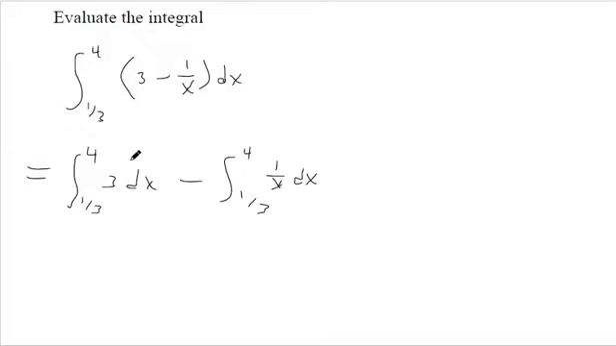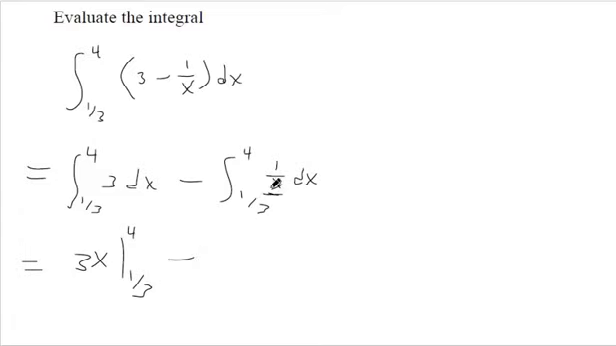And then the antiderivative of 3. That means we're trying to think of something so that when we evaluate the derivative, it gives us 3. So that's 3x, right? Because the derivative of 3x is 3. So there's our antiderivative. Now we just need to evaluate the limits of integration. So we're going to eventually plug in 4, see what happens, and subtract what happens when we plug in 1/3. Then same thing over here.